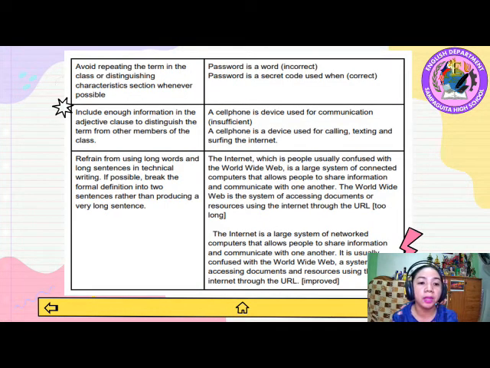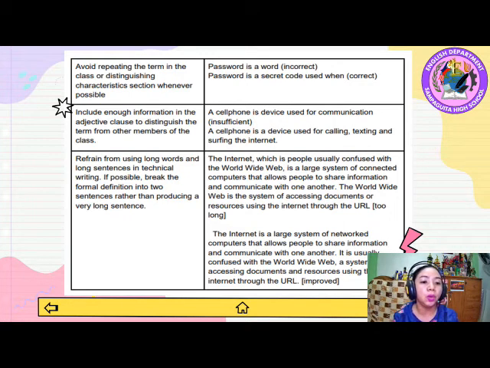Third, avoid repeating the term in the class or distinguishing characteristics section whenever possible. So it is incorrect to say that password is a word, so it is redundant. It is correct to say that password is a secret code used when blank. Just add other phrases that will complete the statement.